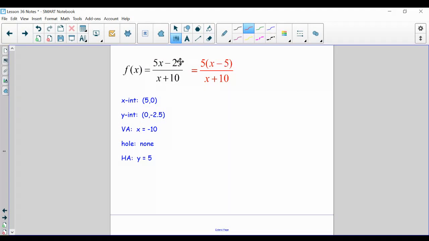My y-intercept would be negative 25 over 10 when you plug 0 in for the x's, so negative 2.5. Vertical asymptote at negative 10. No holes on this one because it doesn't match with anything at the top. Now, because this is 5x to the first over 1x to the first as where I would get the degrees from, I'm going to have a horizontal asymptote at y is equal to 5. Okay, so I would plot each one of those things and then fill in the graphs.